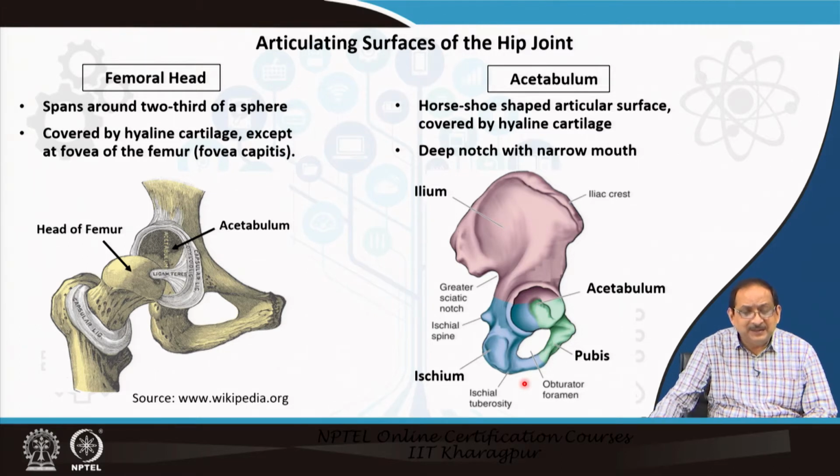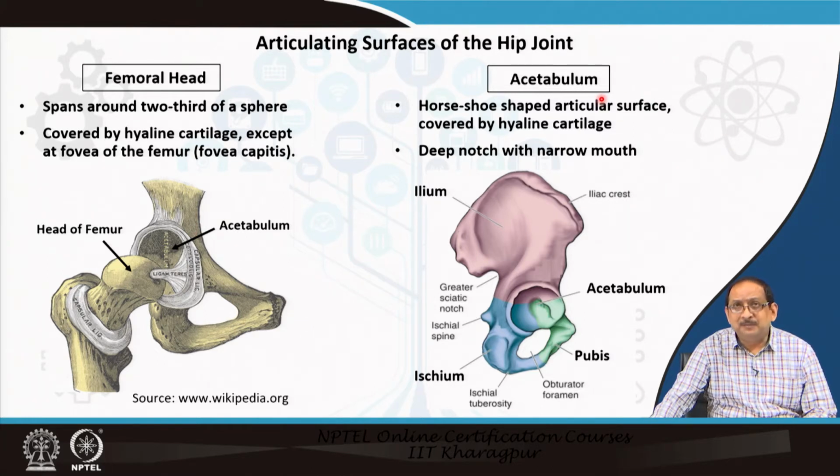The femoral head spans around 2/3 of a sphere. It is covered by a hyaline cartilage except the fovea of the femur, a small depression which is known as the fovea capitis. The figure on the left presents the head of the femur with the fovea, the small depression, and the acetabulum or the acetabular cavity of the pelvic bone.